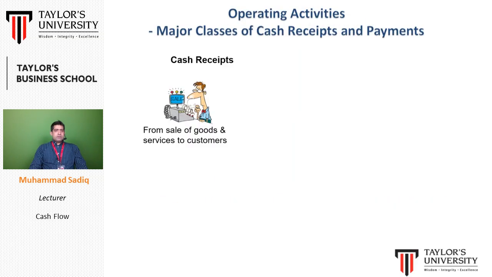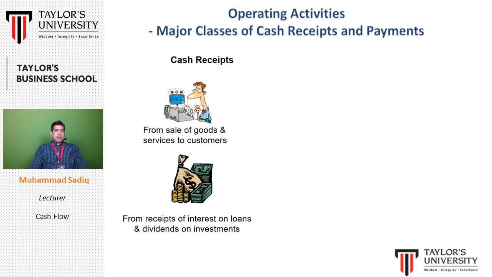Under the operating activities, we have cash receipts through which the cash will flow into the business. For example, the cash will flow in when we provide our services and we sell our goods to the customers. So when the customer pays our business, we will have a cash receipt.